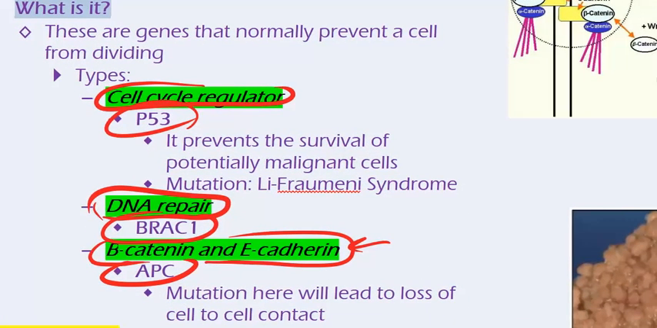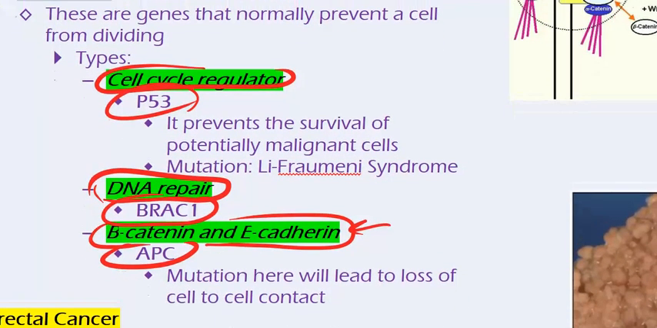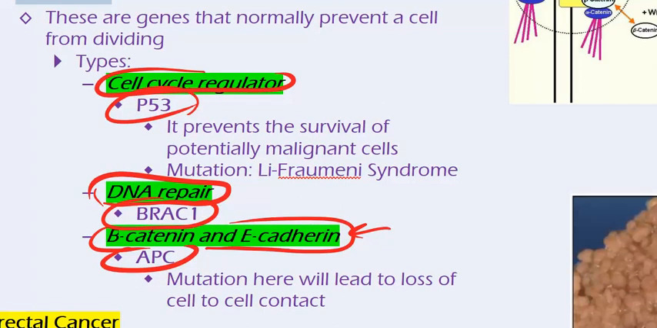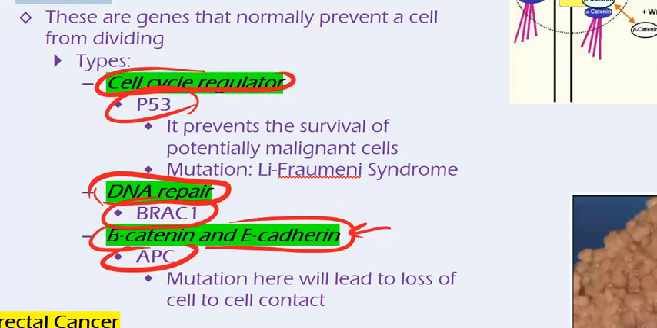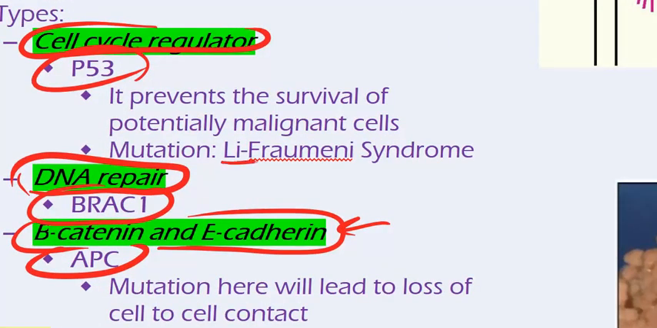Now, when you have problems with your P53, it's going to promote what? The cancerous state, right? A condition where you have a mutation of your P53 is Li-Fraumeni syndrome. So this is where you have a mutation in that P53.